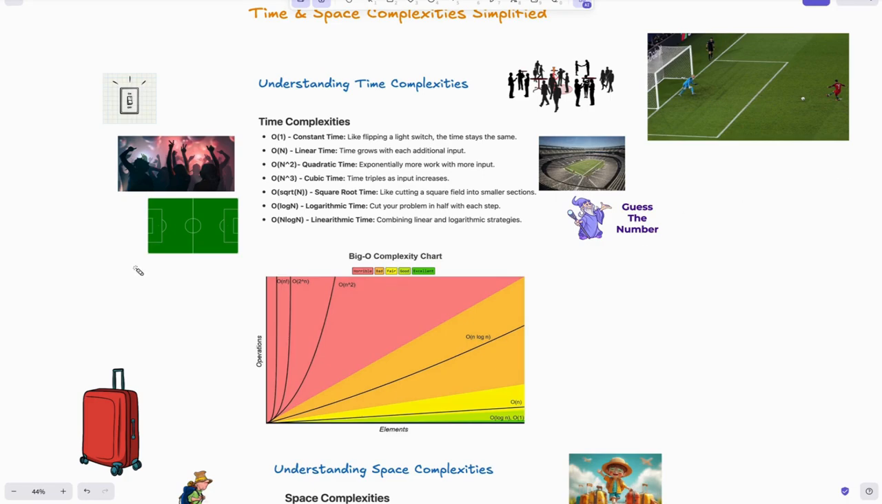A solid example is checking if a number is prime or not. For that, we have to iterate till square root of n to check if n is prime or not. So we iterate from 2 to square root of n, and if the number n is divisible by any number in that range, it is not a prime number. That's how the square root time complexity works.